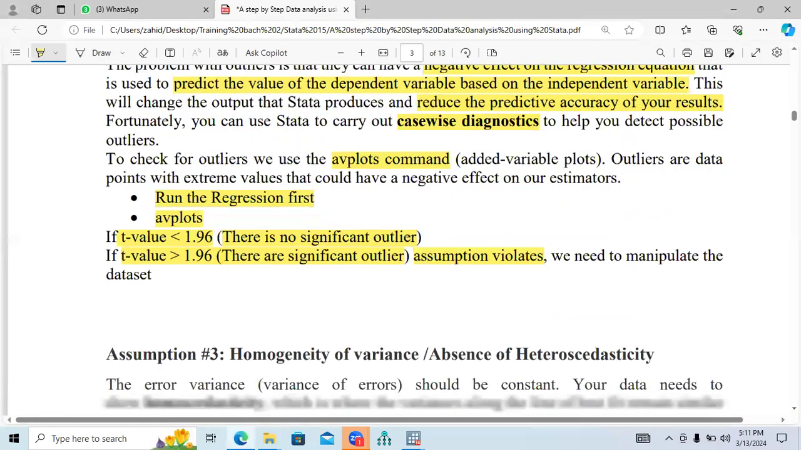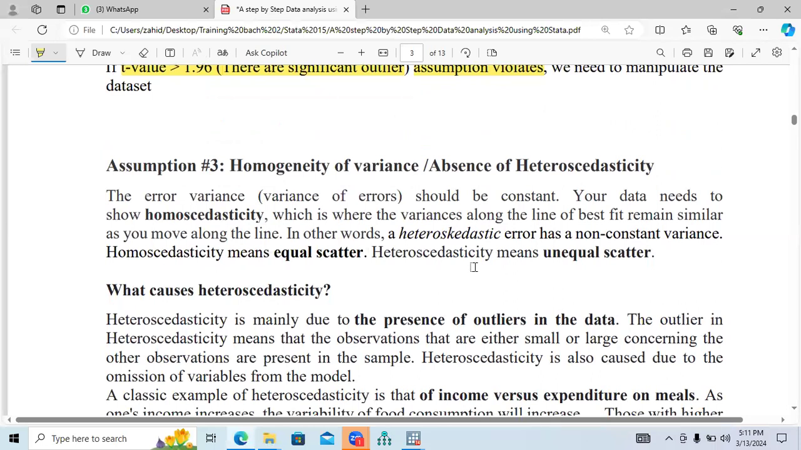So the next is assumption number 3. There should be homogeneity of variance. Homogeneity means constant. The variance across different error terms should be constant. So the variance of error should be constant on each observation.